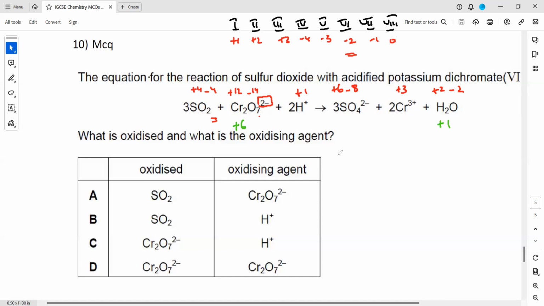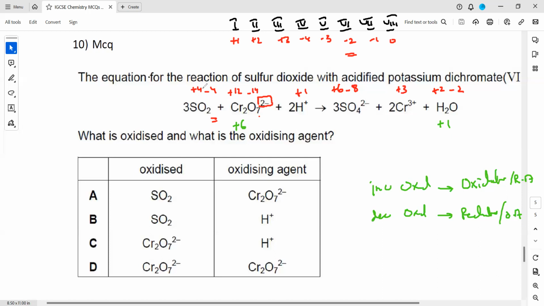Now we check if there is an increase in oxidation number. What do we call this change? We call this change oxidation. If there is a decrease in oxidation number, what do we call this change? We call this change reduction. The substance in which reduction happens is an oxidizing agent, and the substance in which oxidation happens is a reducing agent.